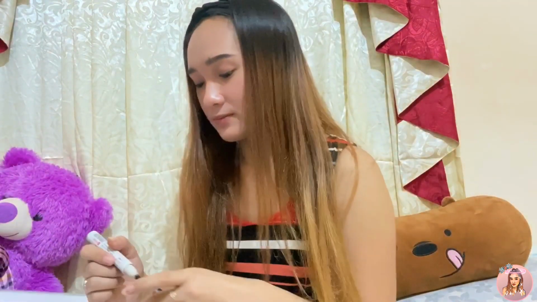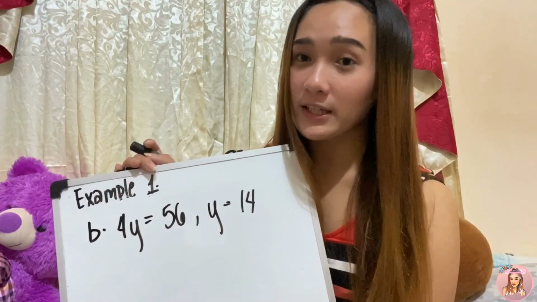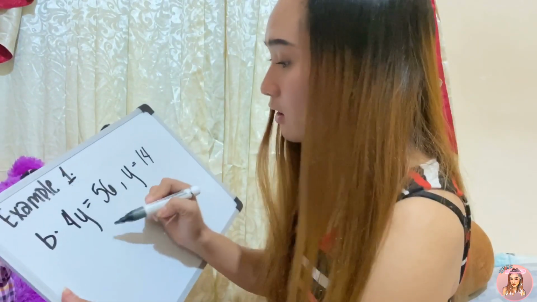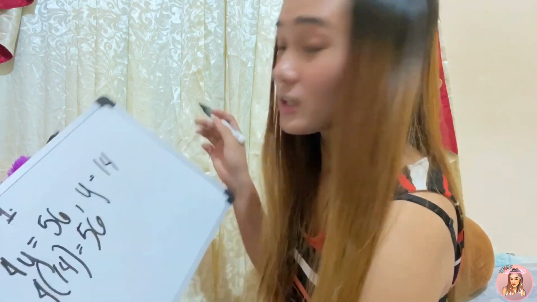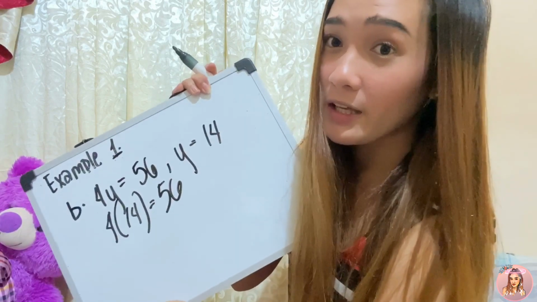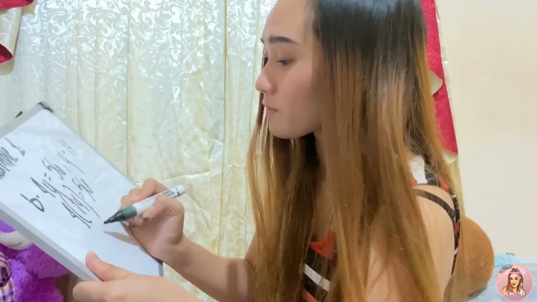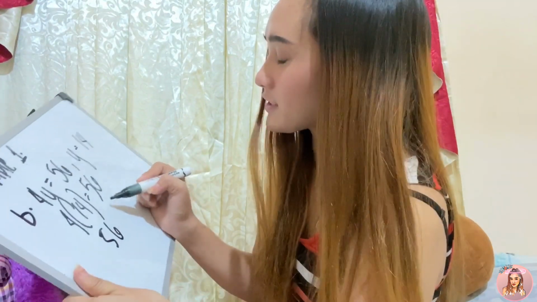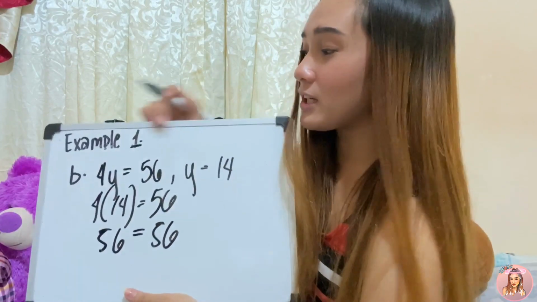So another example. Example letter B. So our letter B example is here. 4y equals 56, then y equals 14. So let's substitute first this 14. 4 times 14 equals 56. So 4 times 14 equals, yes, you are right, it equals 56. So 56 equals 56. So it is a solution. 14 is a solution to this equation.